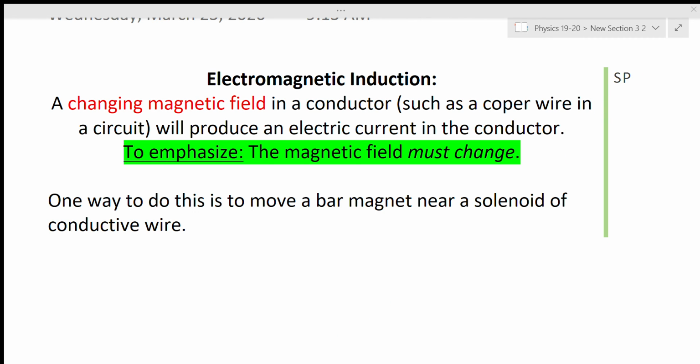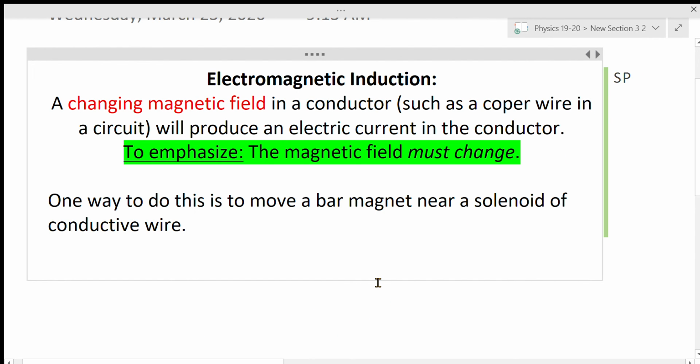So I hope y'all have enjoyed this. Let me go back to the main idea. I want to end on the main idea. A changing magnetic field in a conductor will produce an electric current in that conductor.